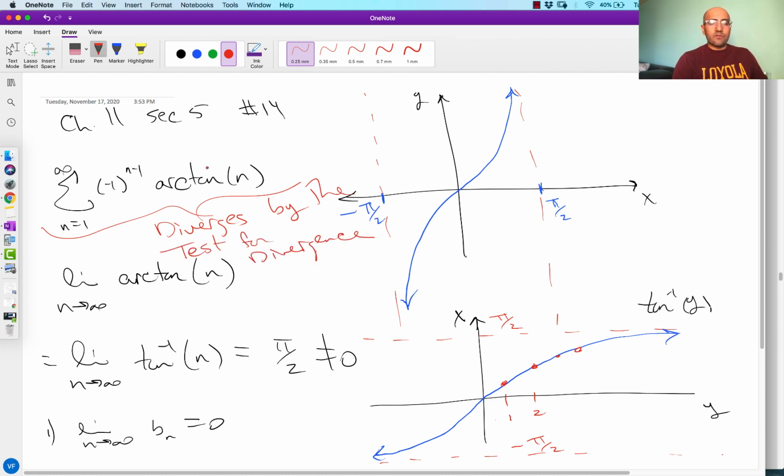Right? The individual terms of the series must converge towards 0. If that doesn't happen, then you can already conclude that the whole thing is not going to go to 0.